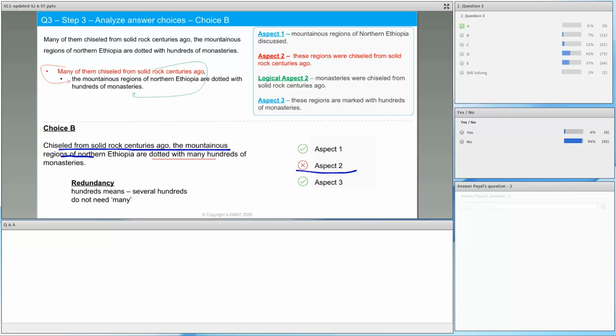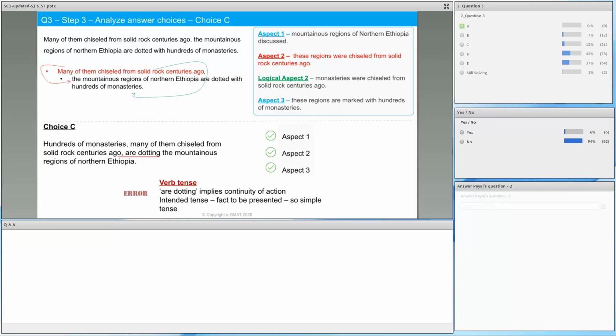Another error, the grammatical error that we see in this sentence is the usage of many hundreds of monasteries. Now, hundreds of monasteries already tell us that there are so many monasteries there. Okay, usage of many along with hundreds leads to redundancy error. So choice B has the grammatical error as well as the same logical error that we saw with choice A. Let's take a look at choice C.